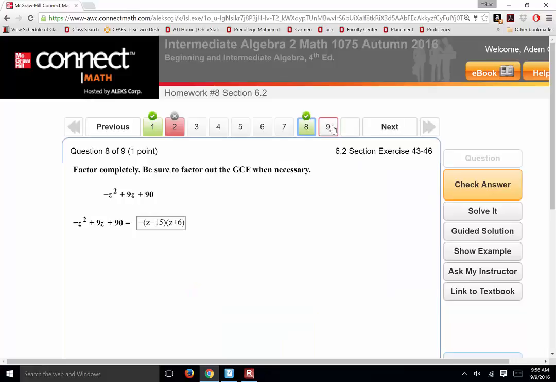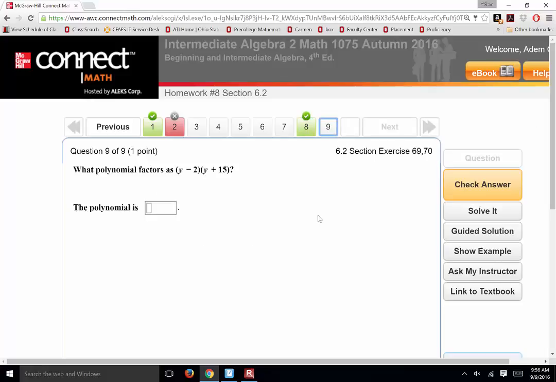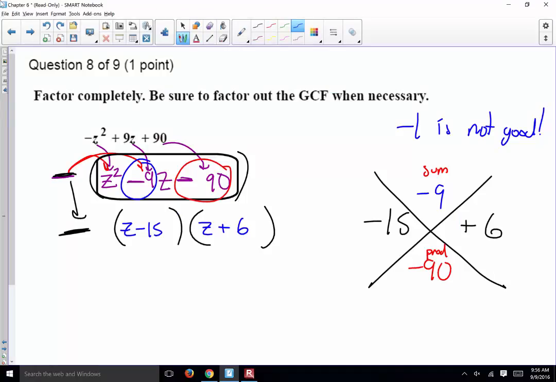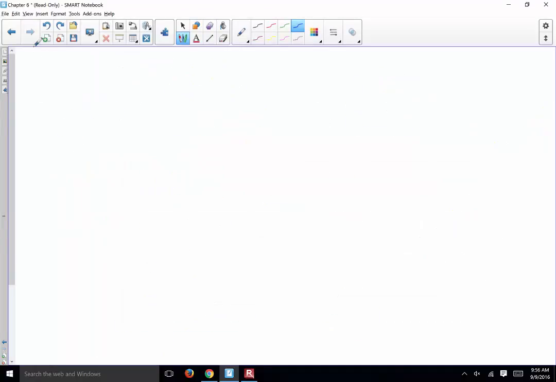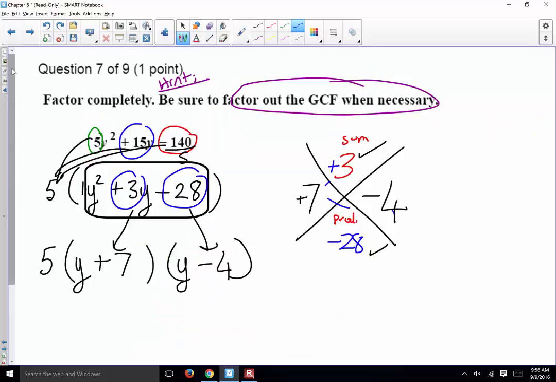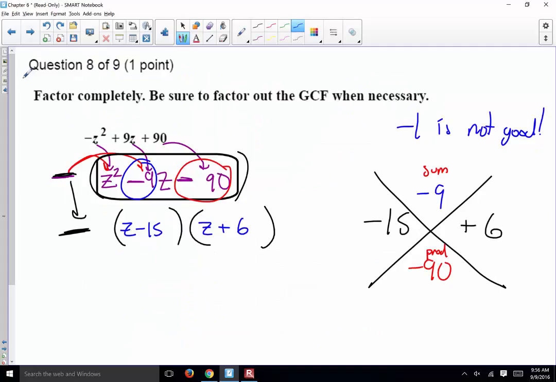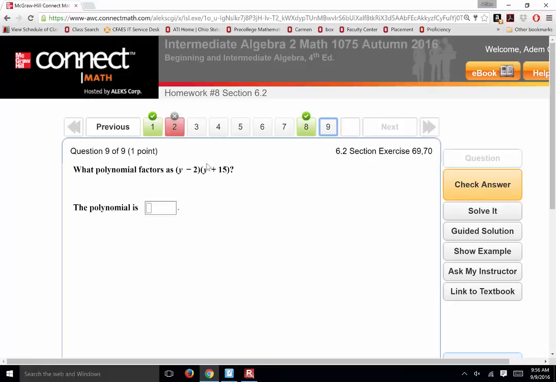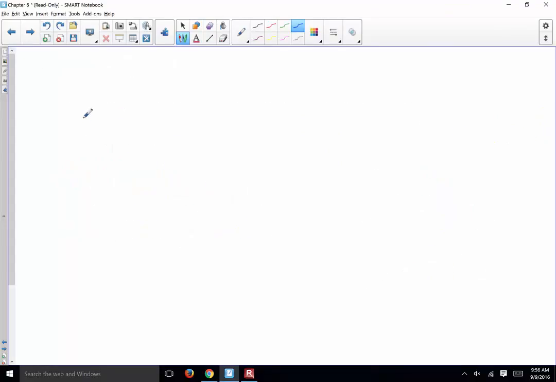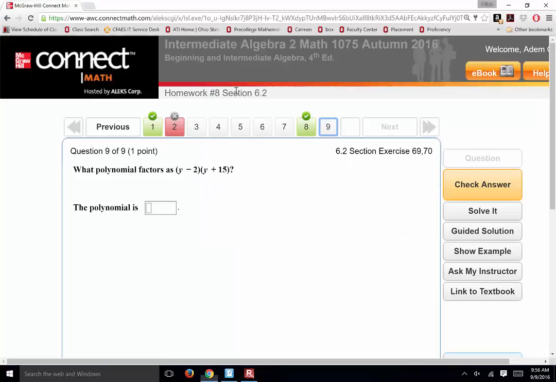All right, and the last question. Oh, this one is pretty easy. This just says they already factored some polynomial. It says when you expand this out, what polynomial does it make? y minus 2, y plus 15. It makes a trinomial when you expand this out.